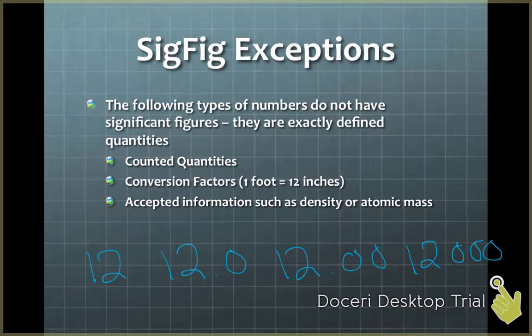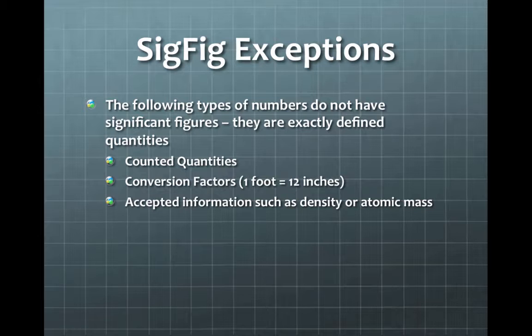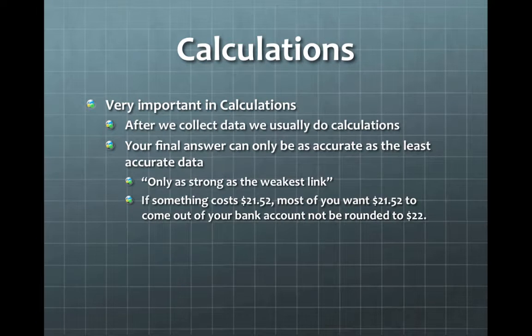Conversion factors do not have significant figures. There's always 12 inches in a foot. It doesn't matter if I write 1 foot or 1.0 feet or 1.00 or 1.000. 1 foot is always 12 inches. So those also do not have significant figures. And another thing that does not have significant figures is accepted information, such as density. If I give you the density value and you're using it in calculations, you don't let that affect your answer. If you're looking up the atomic mass off the periodic table, those numbers do not affect your significant figures in your calculations either. So let's do some practice with calculations now.